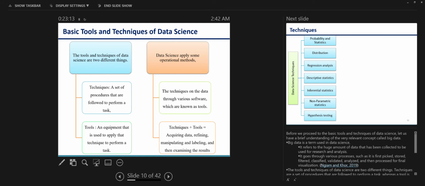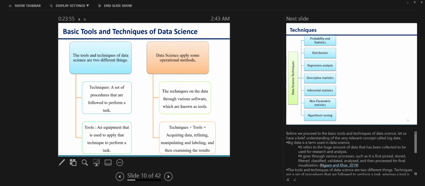The tools and techniques of data science are two different things, not the same thing. Techniques are a set of procedures that are followed to perform a task, and tools are the equipment used to apply that technique to perform the task. Data science applies operational methods, the techniques, on the data through various software known as tools. Techniques plus tools combine into the whole system of acquiring data, refining, manipulating, and labeling, and then examining the results of the data.